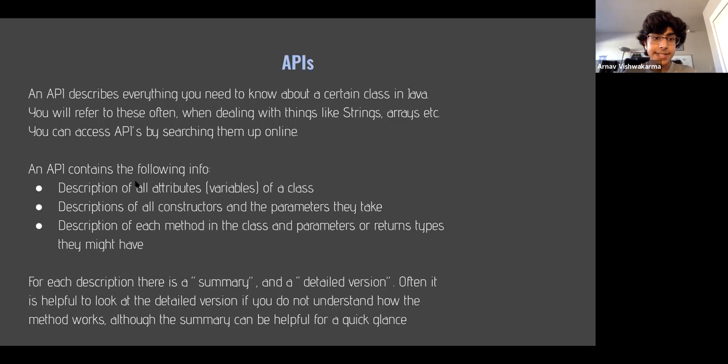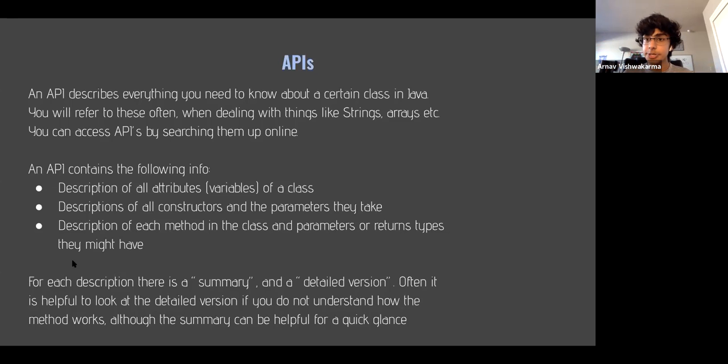And an API contains the following info. It contains descriptions of the attributes, or the variables, of a class. It also contains descriptions of the constructors and the parameters they take. And finally, it contains a description of each method in the class, and the parameters they have and the values that they return.